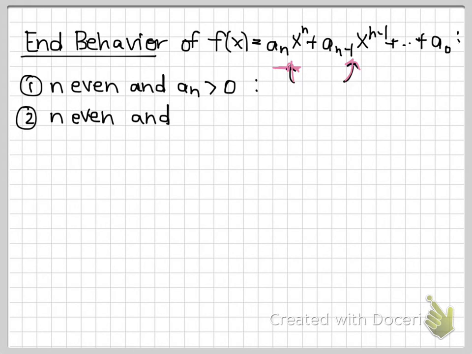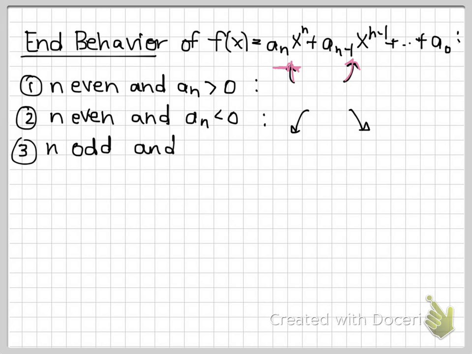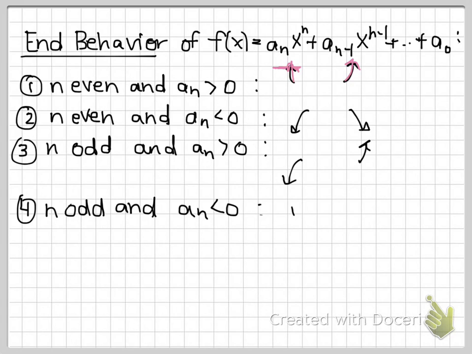My second possibility is n is even and the leading coefficient is negative. When that happens, the graph is going to go down towards negative infinity in both directions. We could also have n odd and a_n greater than 0, so a_n is positive. In this case, as x is closer and closer to negative infinity, the graph is going to go down. As x gets closer and closer to positive infinity, the graph is going to go up.